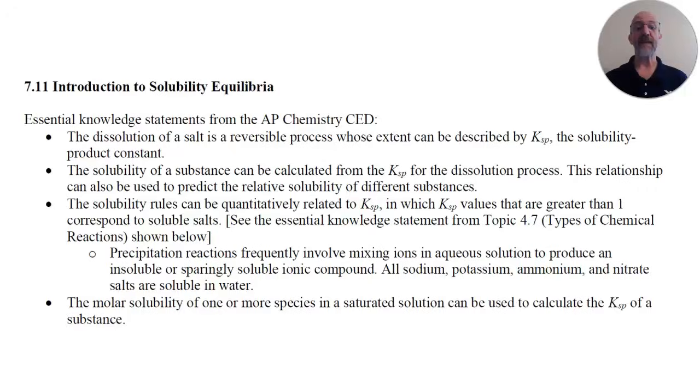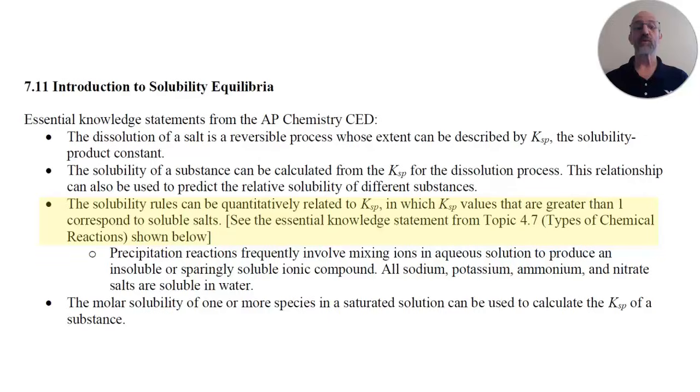Now let's move on to the review for topic 7.11, Introduction to Solubility Equilibria. Here are some essential knowledge statements from the AP Chemistry course and exam description. The dissolution of a salt is a reversible process whose extent can be described by KSP, the solubility product constant. The solubility of a substance can be calculated from the KSP for the dissolution process. This relationship can also be used to predict the relative solubility of different substances.